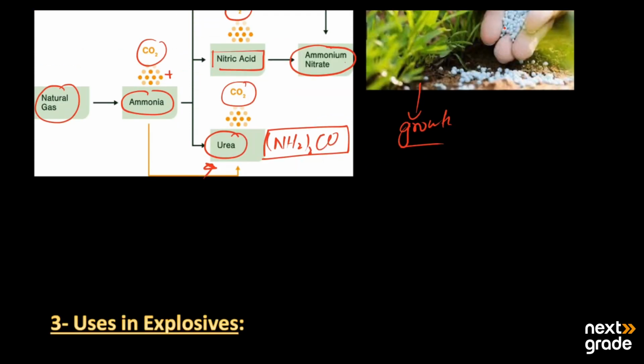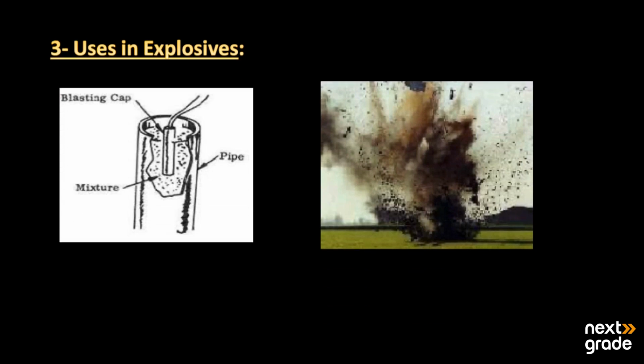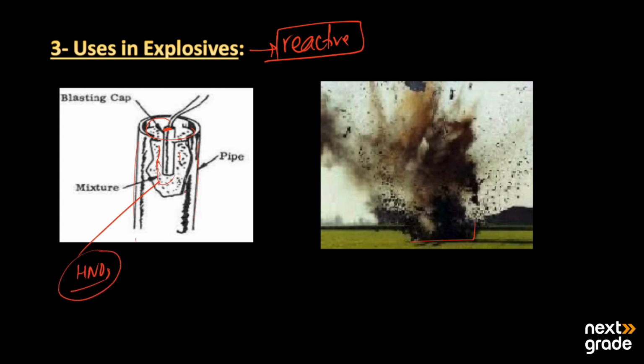After this, the third use is in explosives. Nitric acid is highly reactive and crucial to handle because it is used in the manufacturing of explosives. How can it be used in explosives? First there is the outer pipe, and on the top there is the blasting cap, in which we take this mixture. This mixture contains nitric acid and all the other substances that help in the explosion of different types of explosives.